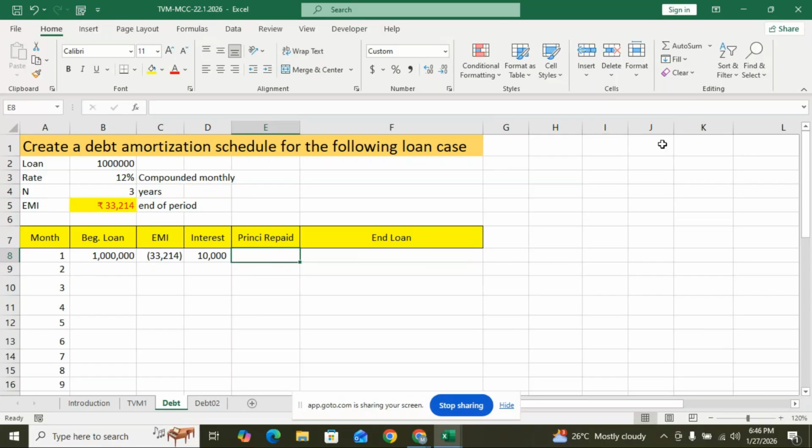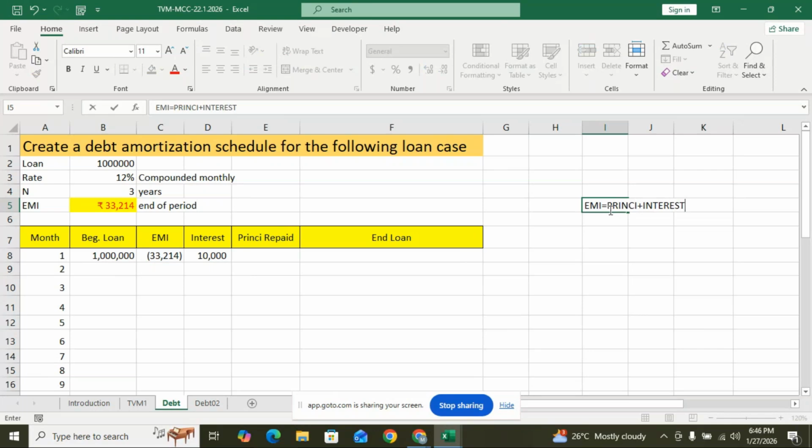Because as you know, what is EMI? EMI is nothing but principal plus interest. Here your EMI is 33,214 and the interest amount is 10,000. So to calculate your principal repaid, you have to subtract the interest paid from your EMI. EMI minus interest will give you the actual principal amount repaid.